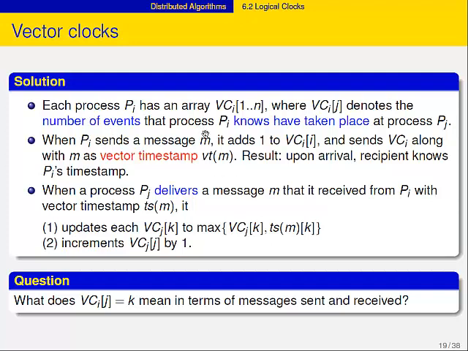When Pi sends a message, first it adds 1 to its local clock. Hey, I'm sending a message. Okay, that's consistent with what we did with Lamport. And it sends the entire vector along with M. And now we have a vector timestamp. Basically, I'm telling you this is what I knew about the other processes when I was sending this message. That's basically what's in this timestamp.